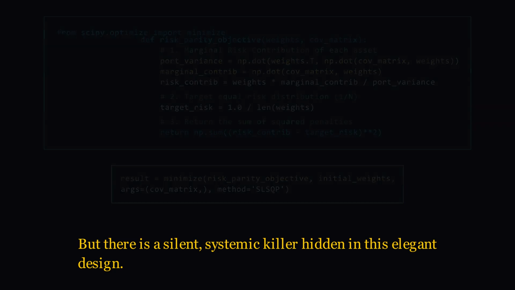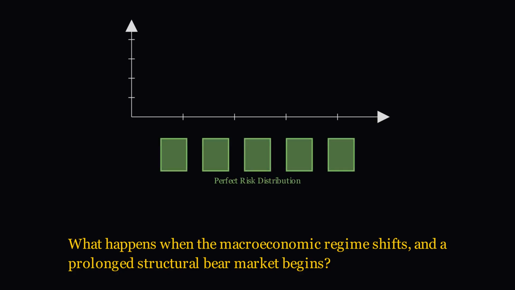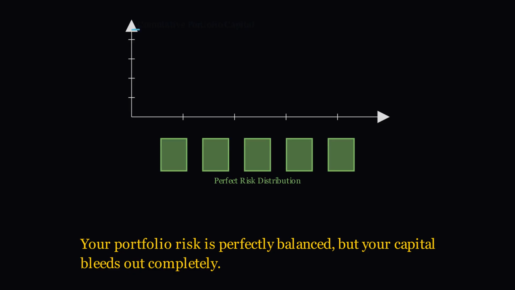But there is a silent, systemic killer hidden in this elegant design. Risk parity blindly assumes that we actually want to hold these assets. What happens when the macroeconomic regime shifts, and a prolonged structural bear market begins? Your portfolio risk is perfectly balanced, but your capital bleeds out completely.